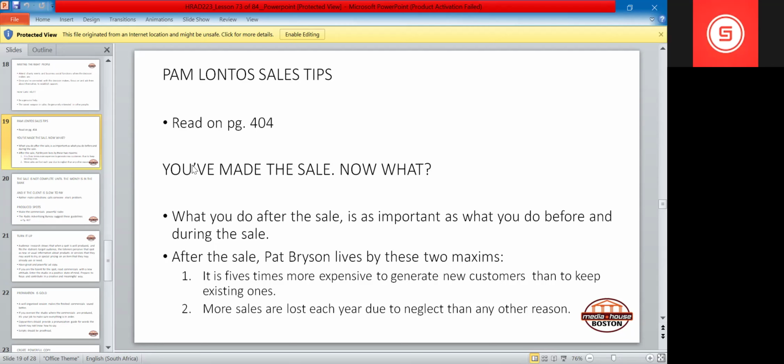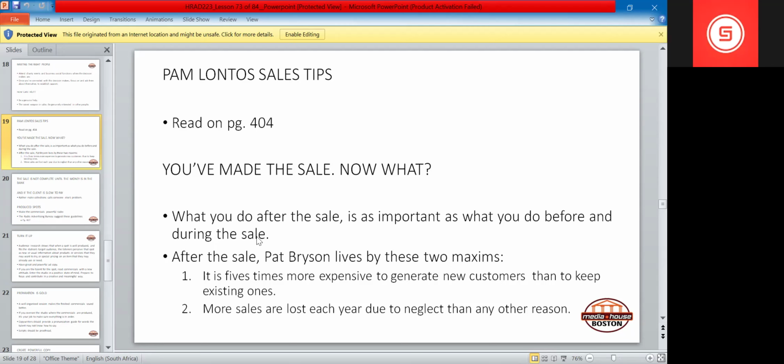All right, so let's follow back here on the slides. So you've made the sale. Now, what are you going to do? What you do after that is start the process, right? So after the sale, Pat Bryson lives by these two maxims, however you would like to pronounce it, tomato, tomato, same thing.